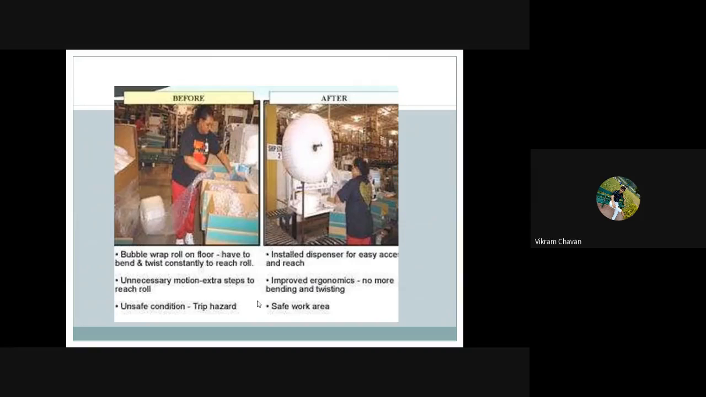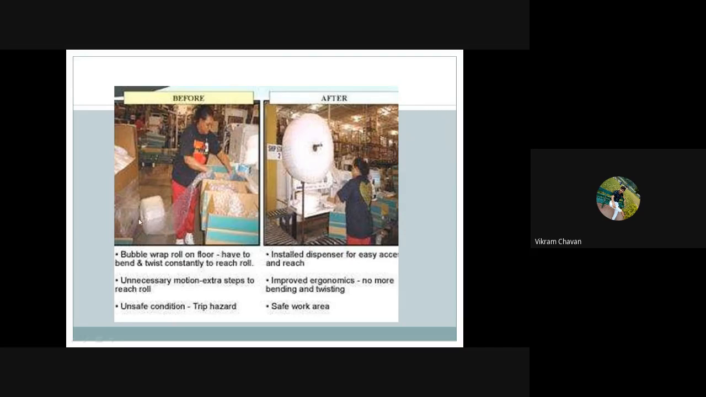Okay, so take some example. Here this particular lady is performing the task of packaging, and for that purpose she requires a bubble wrapper to wrap the product, so that during transportation there should not be any harm to the product. At the initial condition the bundle of wrapper is on the floor.